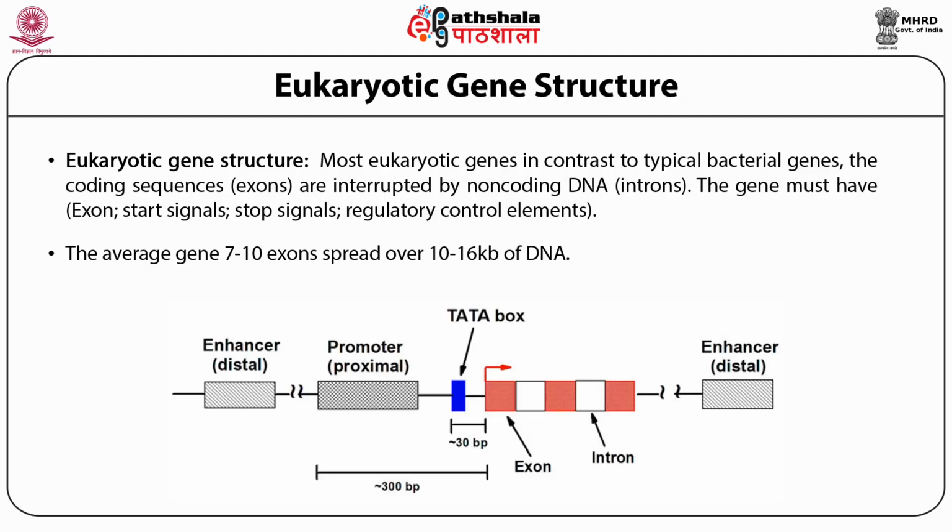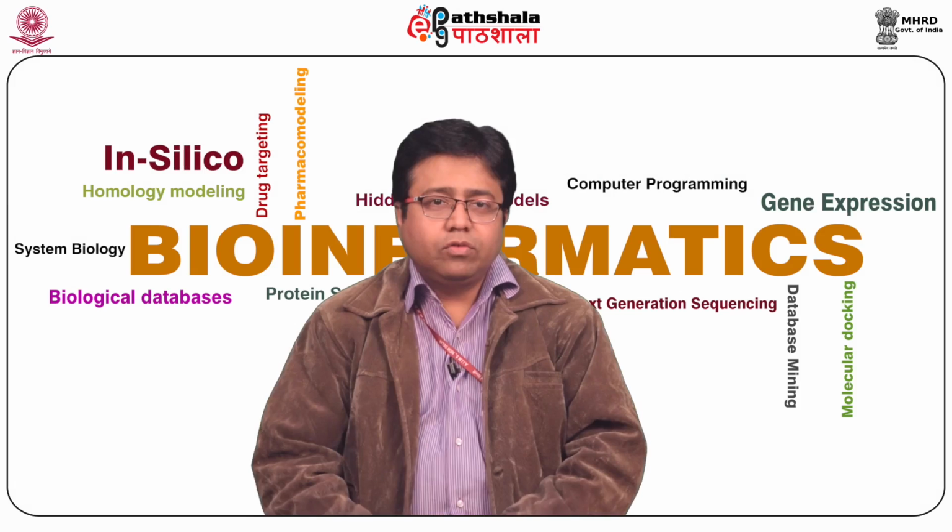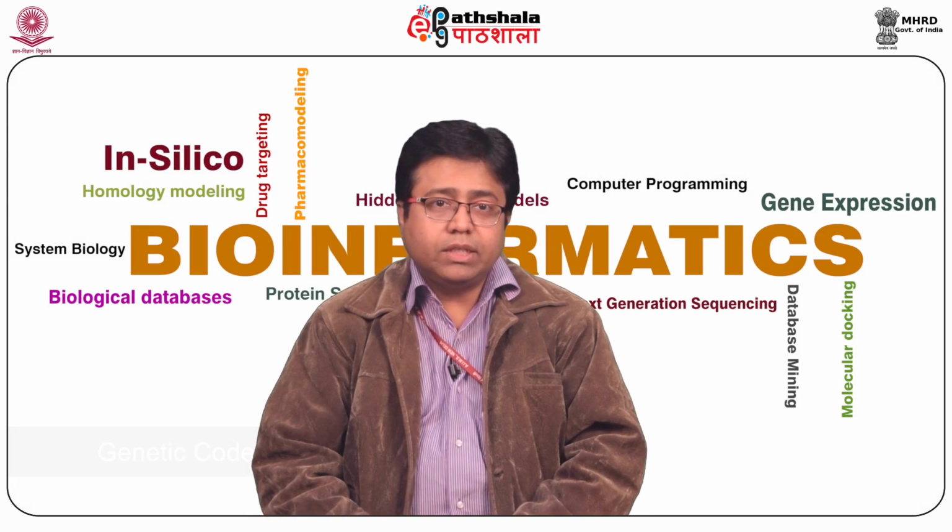And then we could also have some enhancers which are downstream, which we call downstream enhancers. Typically, on average, a eukaryotic gene has about 7 to 10 exons, and they spread over about 10 to 16 kb of DNA. We are going to first talk about the genetic code.